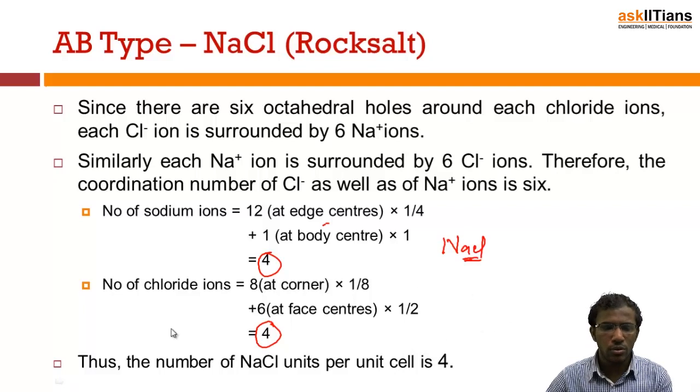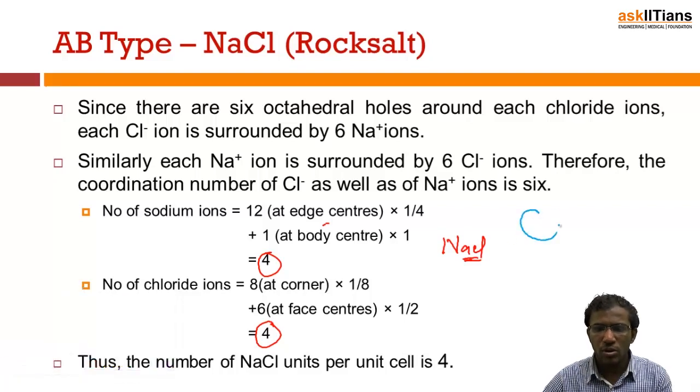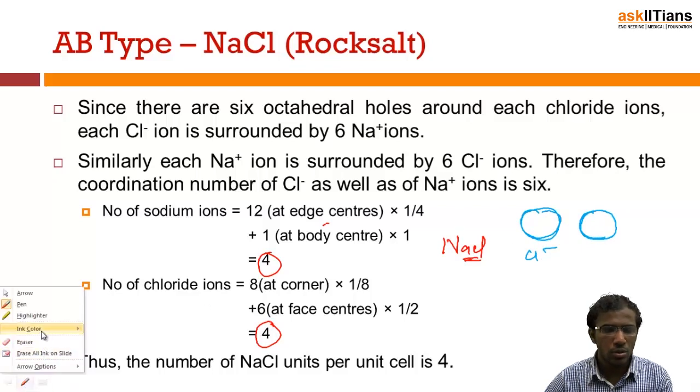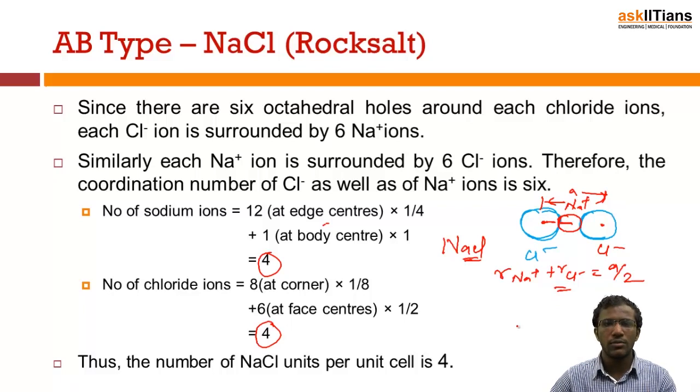And one more thing which we have to know here is how these ions are touching each other. If I take one particular edge, this is a chloride ion, and this is one more chloride ion at the other corner of the edge. So I am taking 2 chloride ions, and one sodium ion is present at the edge center, right? This is Na plus, and this is Cl minus. From here to here, the center of chloride ion to chloride ion, this distance is a, that is the edge length, right? So the radius of sodium ion plus the radius of chloride ion is equal to what? This is the radius of chloride ion, this is the radius of sodium ion, which is exactly half of the edge length. This is the relation that you have to remember.